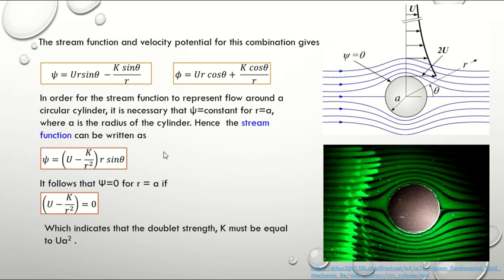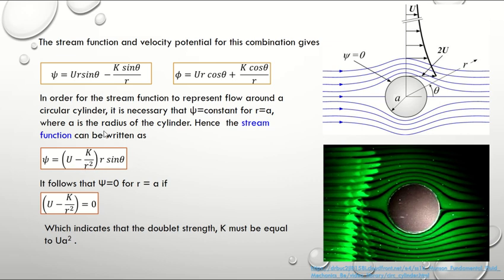In order for the stream function to represent flow around a circular cylinder, it is necessary that psi equal a constant for r equal to a. As you can see in this figure, the radius is defined as a, and around this closed body, psi is equal to 0. Hence, the stream function can be rewritten as psi equal to (U minus k over r squared) r sine theta.